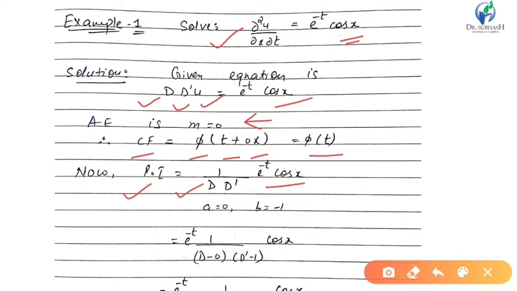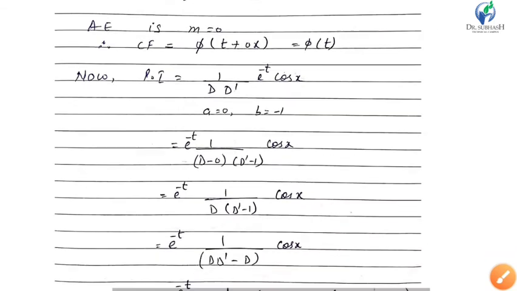Here the coefficient of x to the power of t is 0 and the coefficient of t is minus 1. So a will be 0 and b will be minus 1. I will take this e raised to minus t to the LHS part, and I will replace D by D minus 0 and D dash by D dash minus 1.